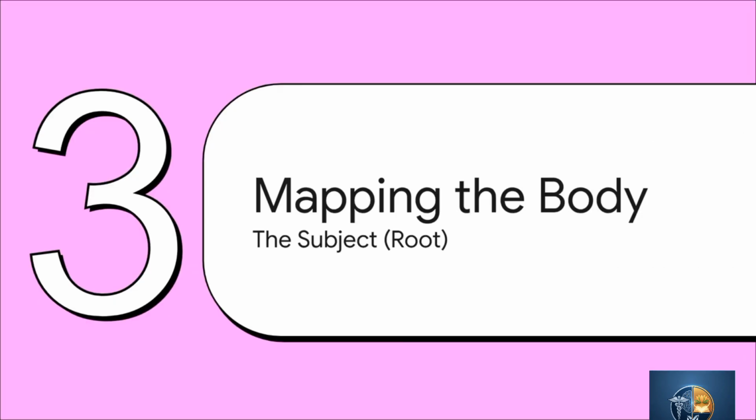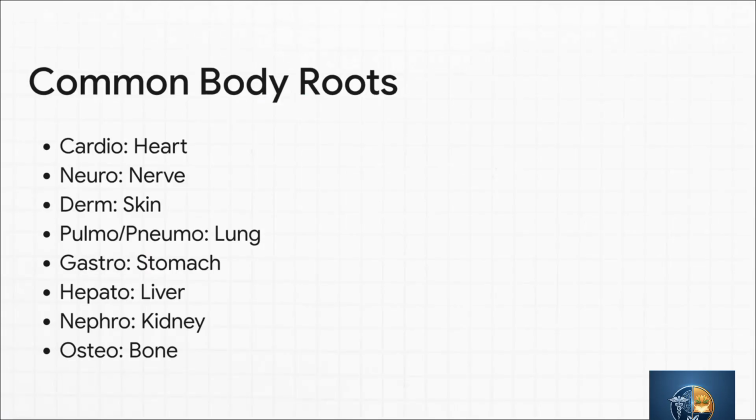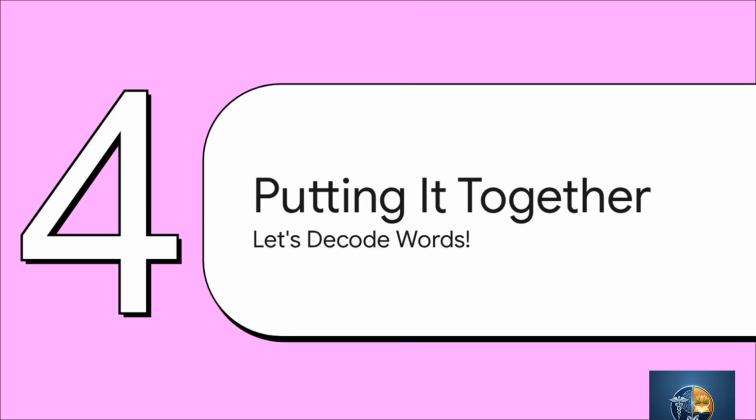So we've got our descriptors, our prefixes. Now we need the main subject, the noun. And that's the job of the root word. It almost always points to a specific part of the body. This is how we figure out where in the body we're talking about. And here are some of the heavy hitters, the ones you're going to see over and over and over again. Cardio is heart. Neuro is all about the nerves. Derm is skin. Gastro means stomach. Hepato is the liver. And nephro is the kidney. I mean, just knowing these few roots can instantly tell you what part of the body some crazy long term is actually talking about.